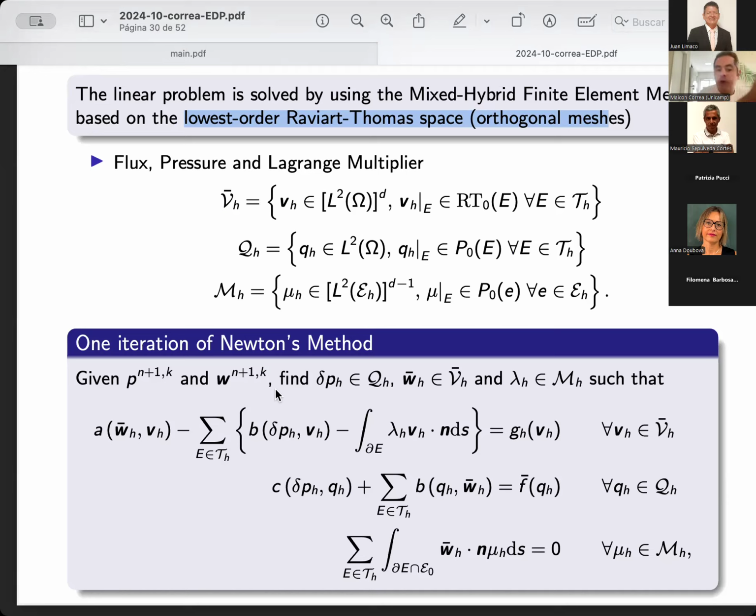So if you have a Raviart-Thomas code for a linear problem, you can use it in this form as part of a Newton solver, where you solve this linear problem as one iteration of Newton's method.